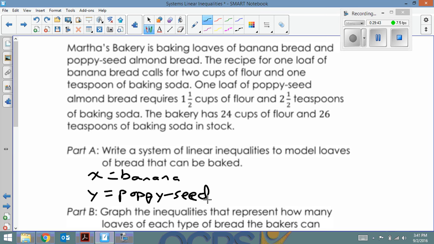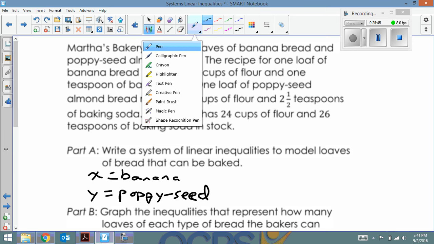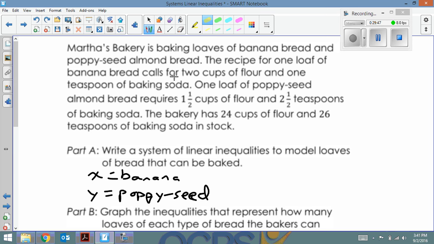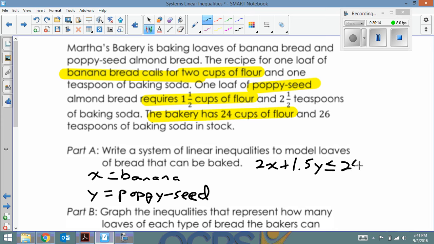Okay, and what we're going to deal with is our 2 equations. One's going to deal with the flour. So we're going to deal with flour first. So banana bread has 2 cups of flour. Poppy seed requires 1.5 cups of flour, and the bakery has 24 cups of flour. So when we're writing this equation, we're going to have 2x plus 1.5y has to be less than or equal to 24.